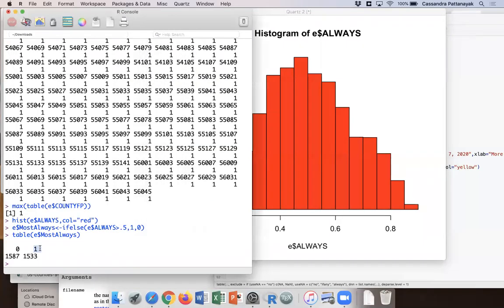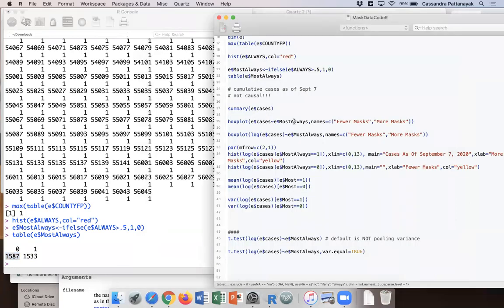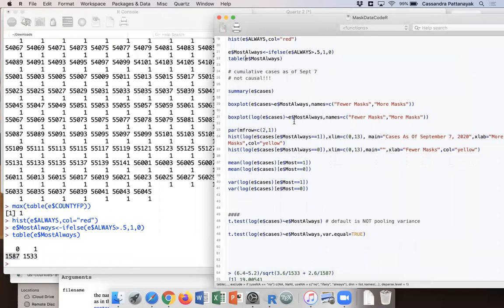So 1 means that always was greater than 0.5. So there are 1,533 counties where more than 50% of people say they always wear their masks. And there are 1,587 counties where fewer than 0.5 say they always wear their masks as of the end of July 2020. Okay. So now what's my measure going to be?